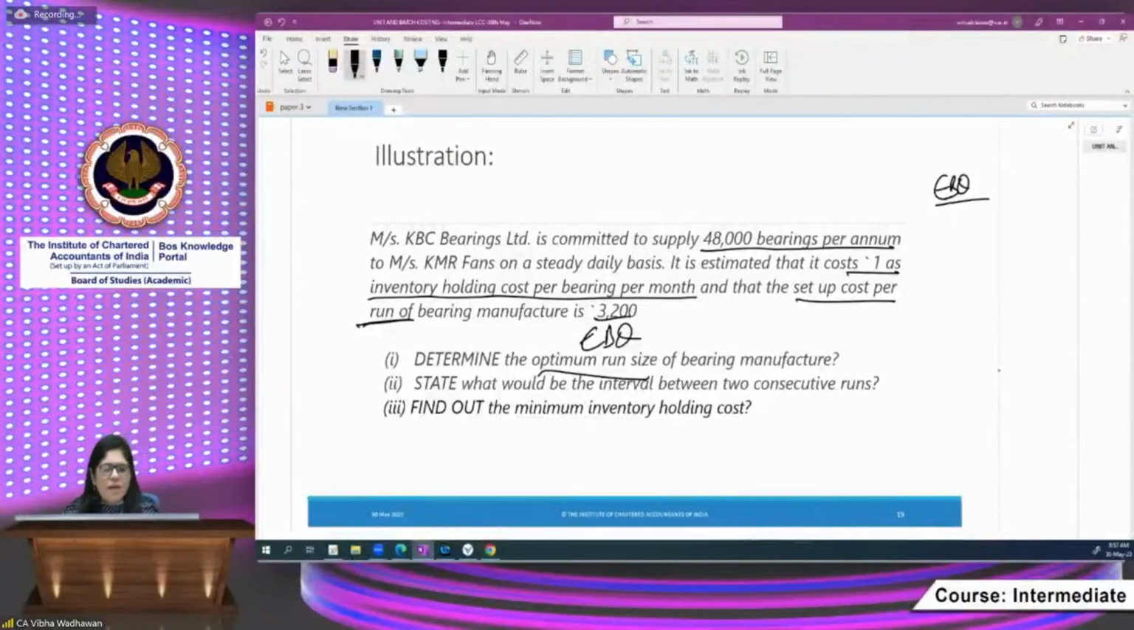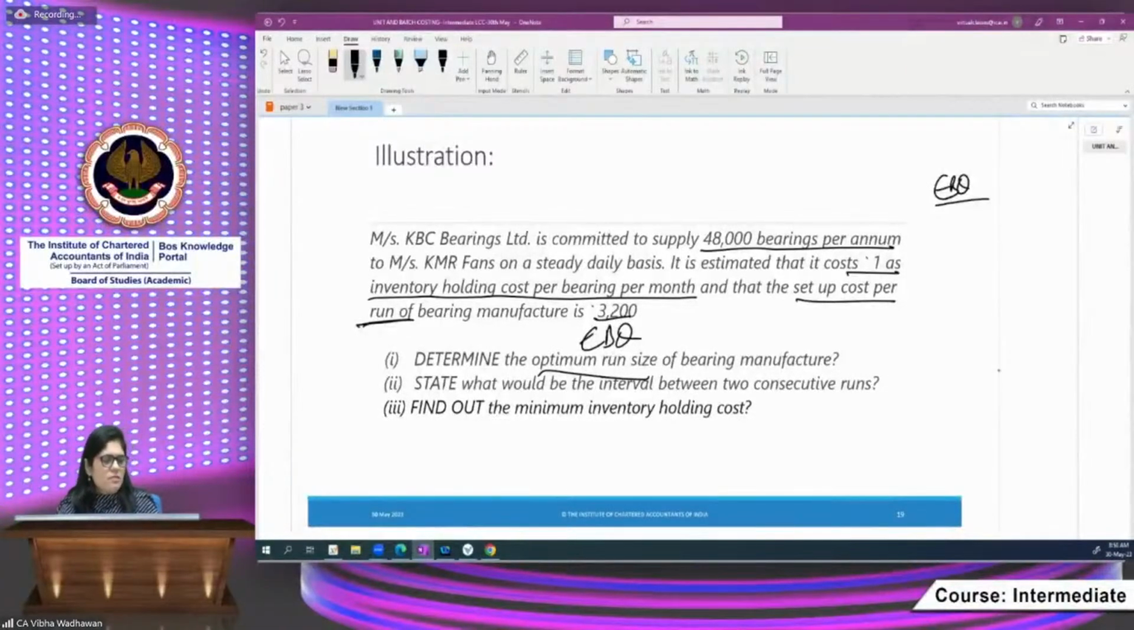Can I get the answer for economic batch quantity? Come on, students. I hope you are working on it. Economic batch quantity should have been calculated by now. Are you able to do it? Any answers?